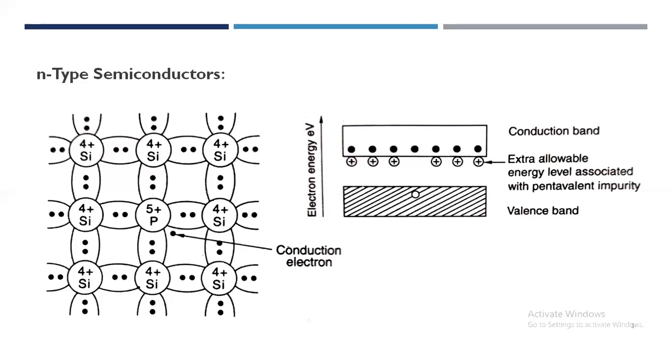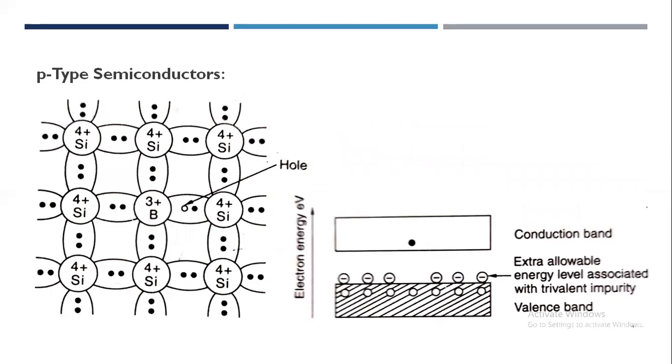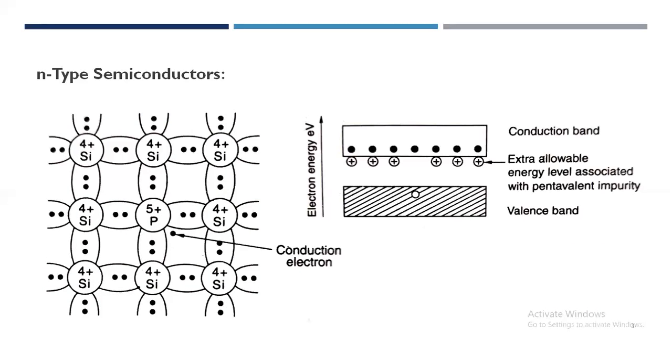Impurity atoms like phosphorus that contribute free electrons, as described just now, are called donors because they donate the electrons. In this example, we are considering phosphorus and silicon. Here, phosphorus is called the donor because that element is donating 1 electron. We have just seen the N type.